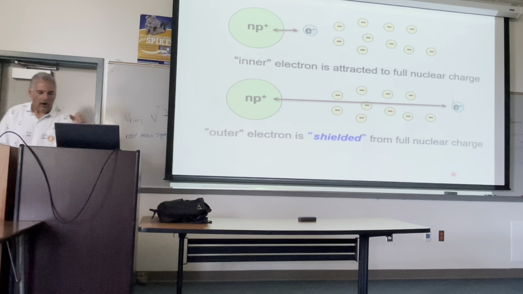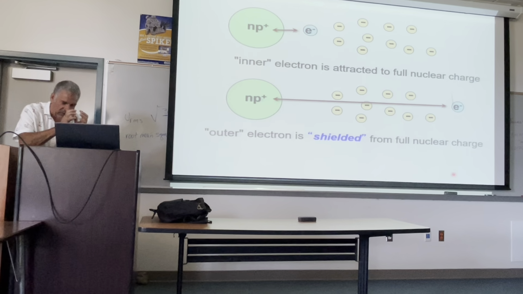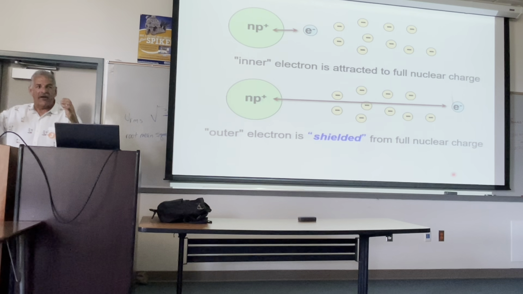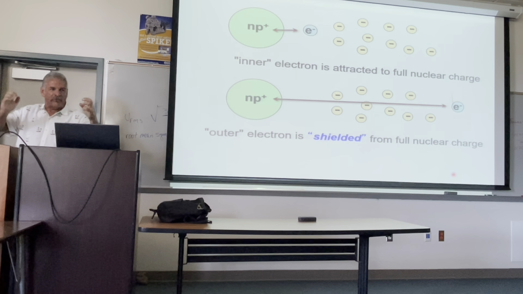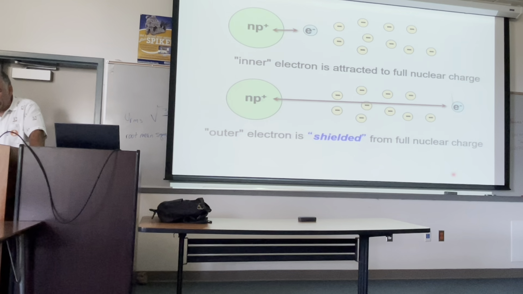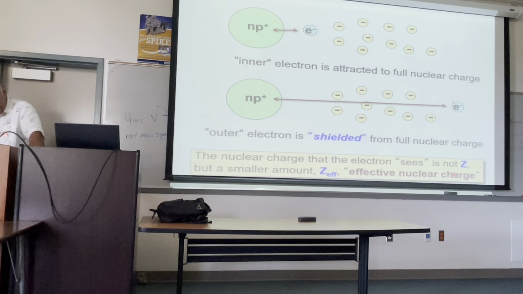So you have this high density charge in the center, separated by neutrons that allow the protons to be close together. And then you can add electrons because the electron repulsions can be overcome because the nuclear charge in the center shields those electrons. The nuclear charge that electron sees is not Z, but a smaller amount, Z effective, or the effective nuclear charge.